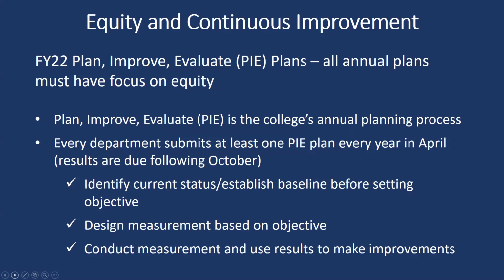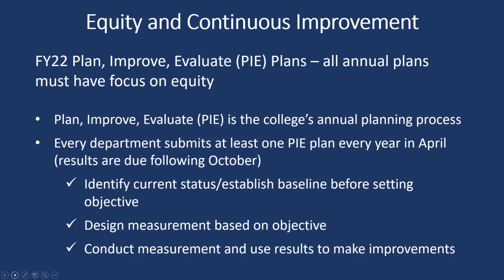This is our college's annual planning process. And so every April, every department submits at least one PI plan, we call them PIs, to look at which things in our department we want to improve and which initiatives we are going to undertake to further our strategic goals and strategic plan of the college. And then we report on the results 18 months later, the following October.